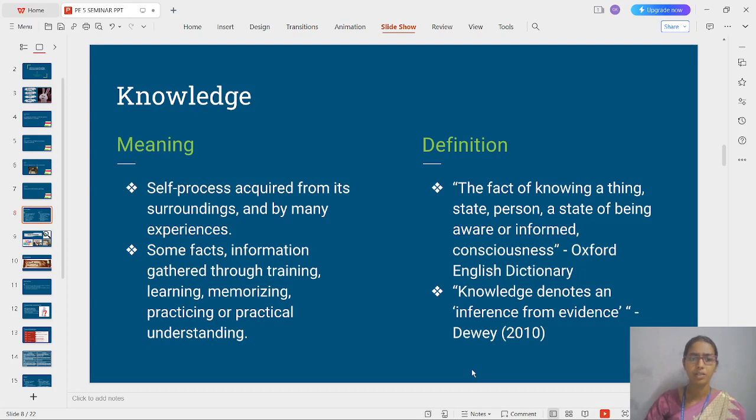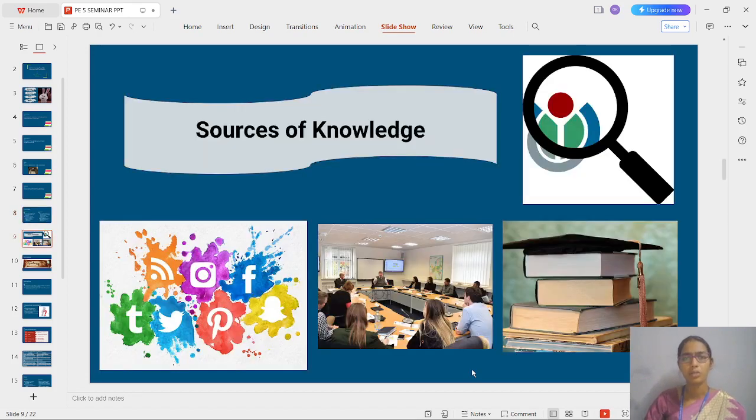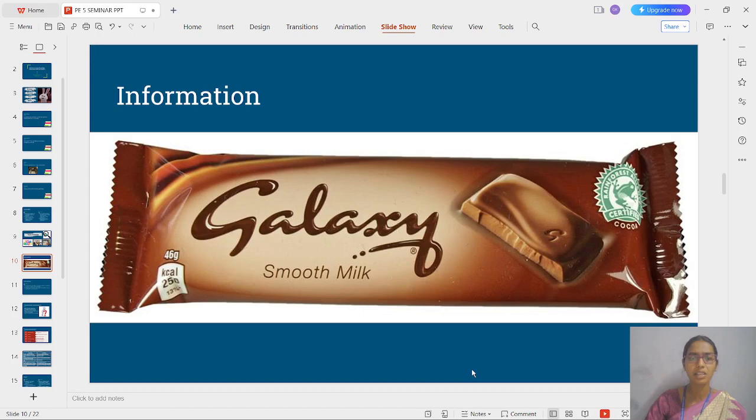First one, knowledge. Knowledge is a self process acquired from its surroundings and by many experiences. These are the definitions given by the Oxford English Dictionary and Dewey. Dewey states knowledge as: knowledge denotes an inference from evidence. So these are all the sources of knowledge: websites, e-resources, books that are available in the library, social media, conferences, seminars, discussions.